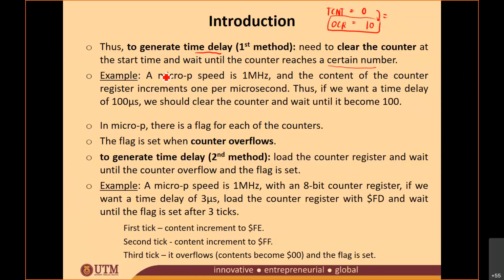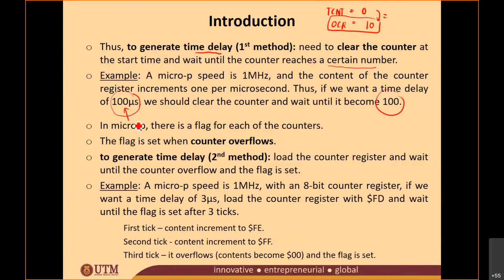For example, here the microprocessor speed is 1 megahertz and the content of the counter register is incremented by 1 per microsecond. Thus, if you're going to make a time delay of 100 microseconds, what you're going to do is clear the counter and wait until it becomes 100. When it becomes 100, you have already generated 100 microseconds.